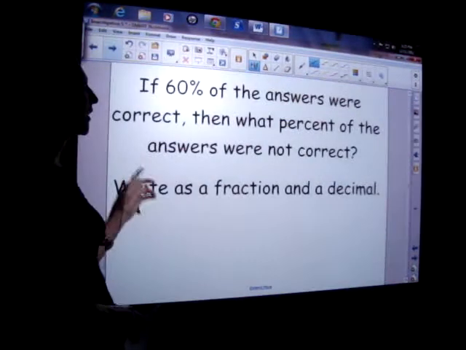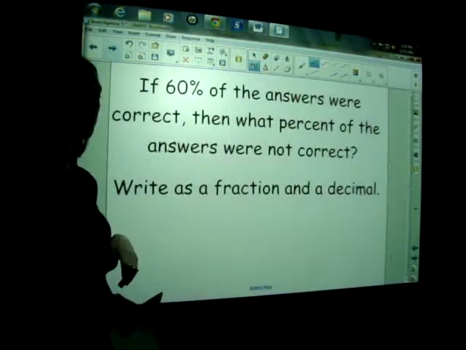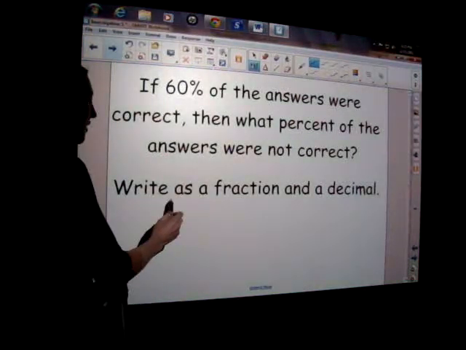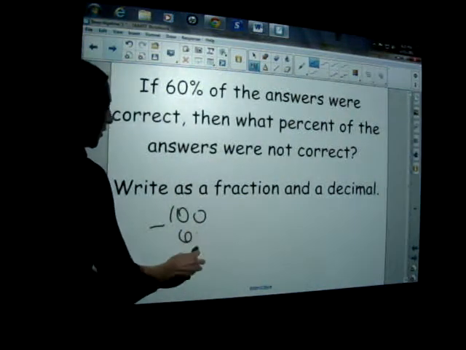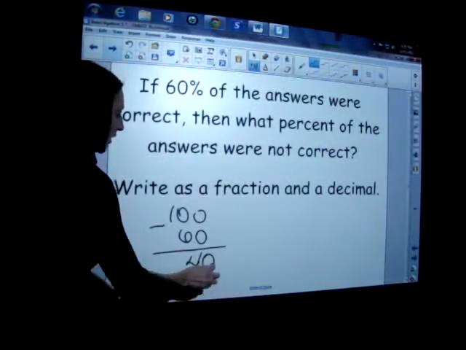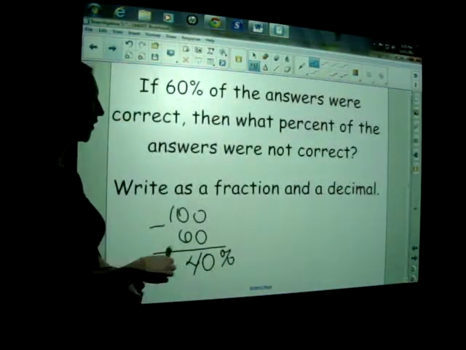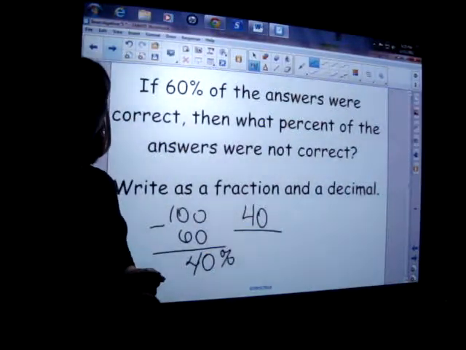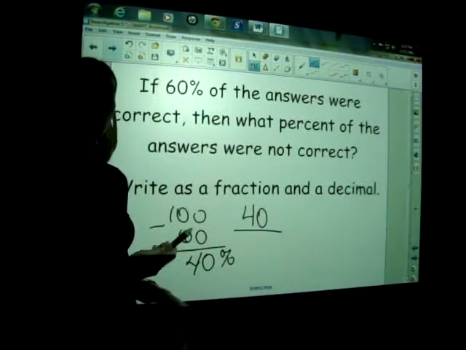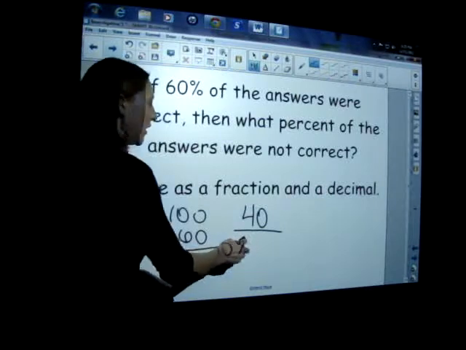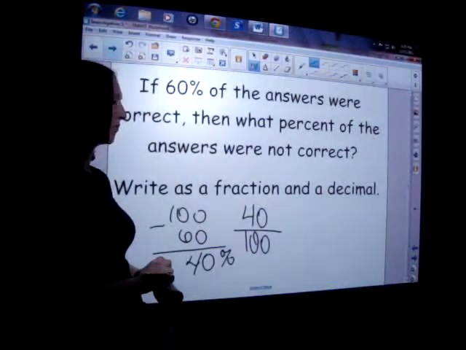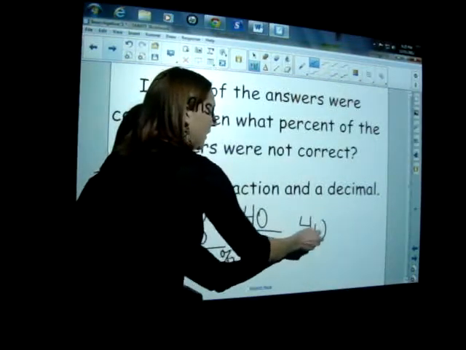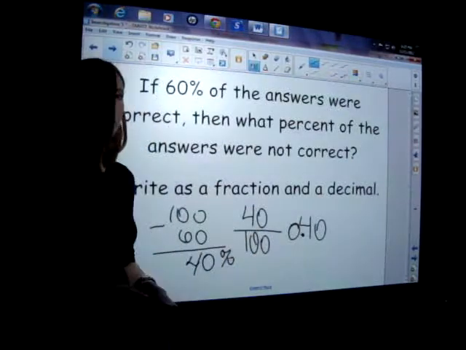In a word problem, we're going to try it. If 60% of the answers were correct, then what percent of the answers were not correct? So we take our 100, subtract 60, and we get 40%. We're going to write that as a fraction. Well, I'm going to take 40 over what number? It's our whole. Percentages are out of 100, so 40 over 100. Then as a decimal, I have 40 over 100, or 40 hundredths.